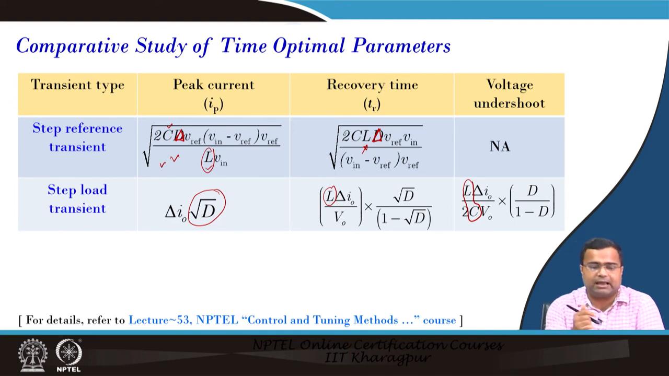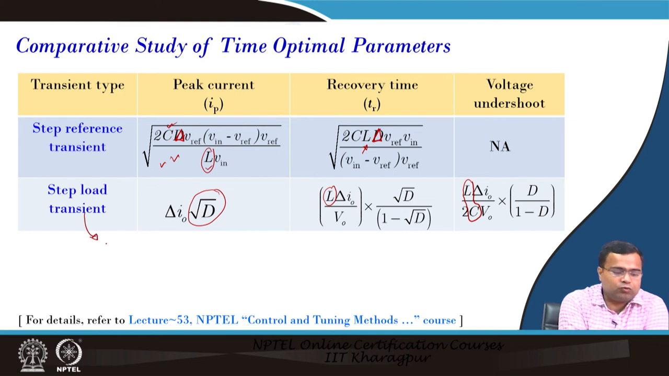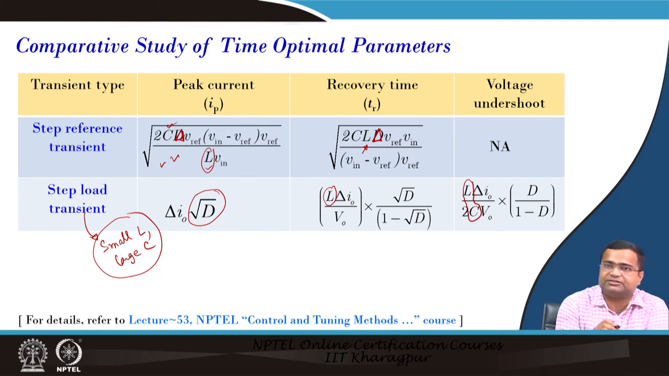If you take a large cap, you will get a very high peak current for the reference transient, and if you take a small L, it will also increase. If you take the recovery time, the large capacitor will increase the recovery time. So, that gives rise to a design conflict. That means for load step transient, we need small L and large C, but this is conflicting for the reference transient.